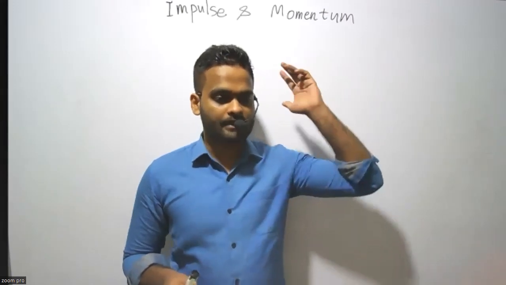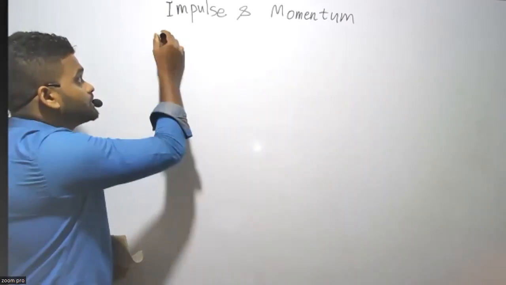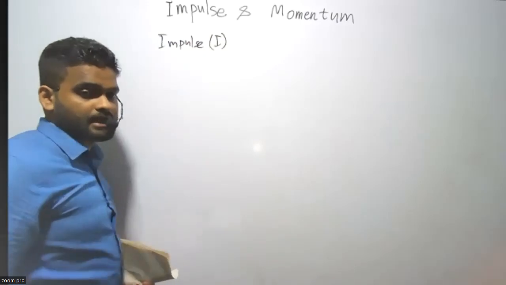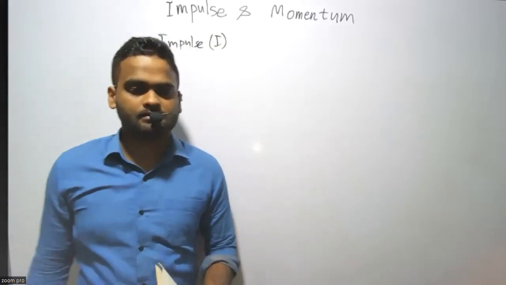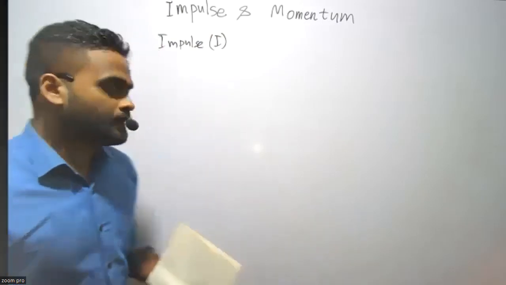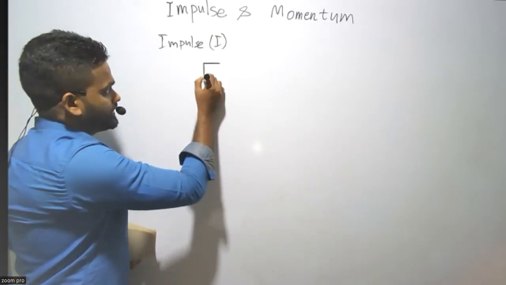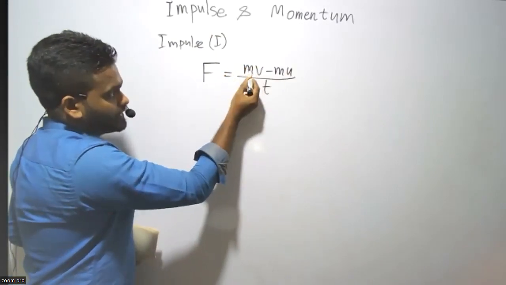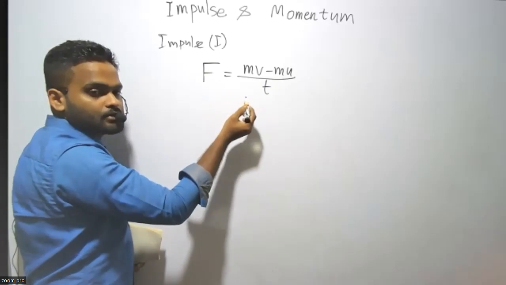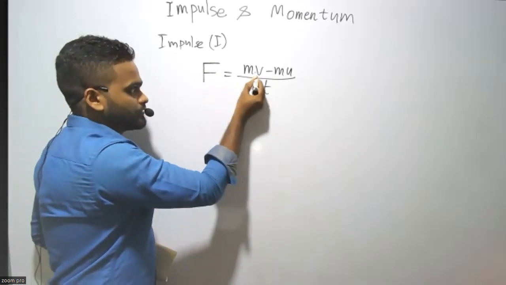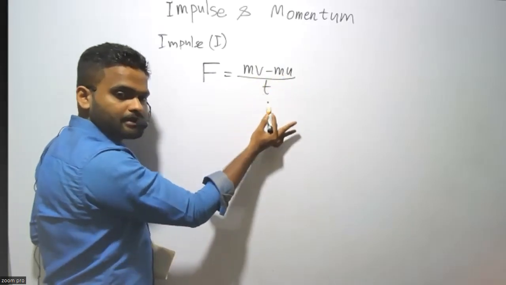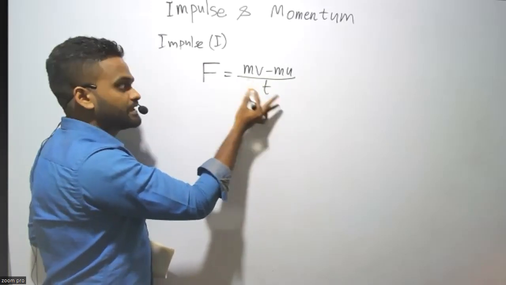Under that, impulse and momentum. Impulse, within brackets, capital I. The notation is capital I. At the last class, we learned this one. Rate of change of momentum is unbalanced force. This is F equals ma actually. This is change of momentum. When you divide it by time, you get the rate of change of momentum. So that is the force.